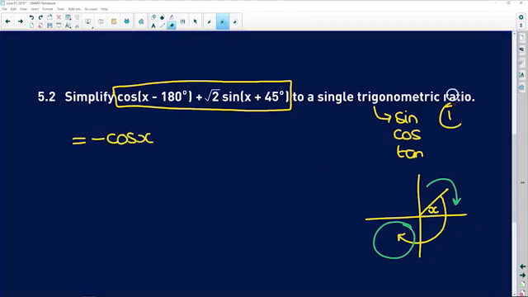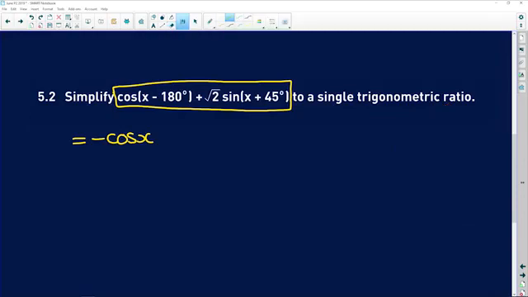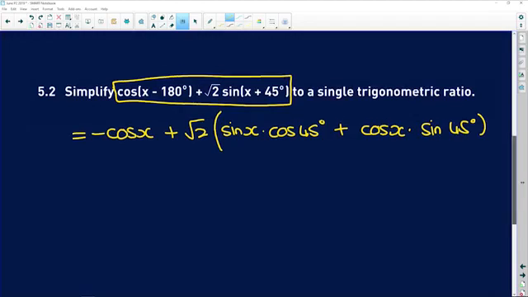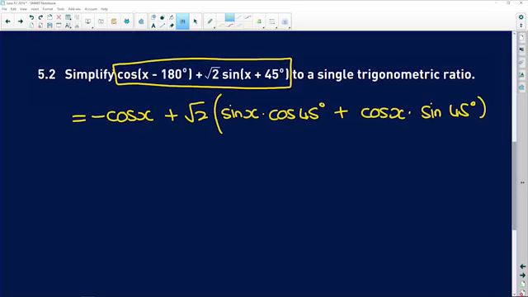Let me get rid of this so I have some space. And now, the second part, okay, so we've got the root 2. That's multiplied by anything that we do. So now we have sine of an angle plus an angle. So we need to expand. So we're going to get sine x multiplied by cos of the second angle, which is 45 degrees, plus cos of x multiplied by sine of the second angle. This expansion is also in your formula sheet, guys. So don't try to learn it off by heart, it's fine.